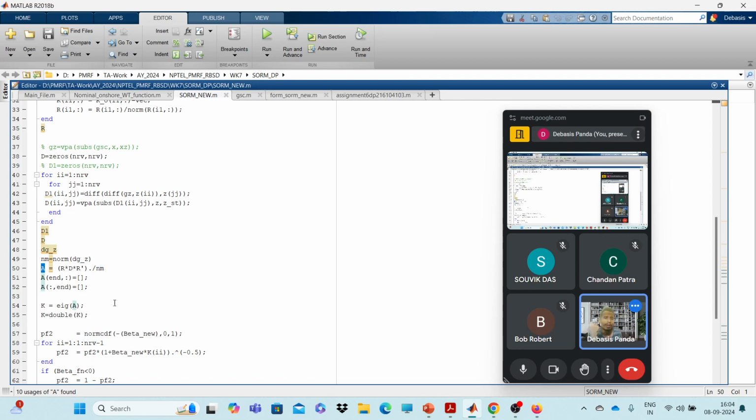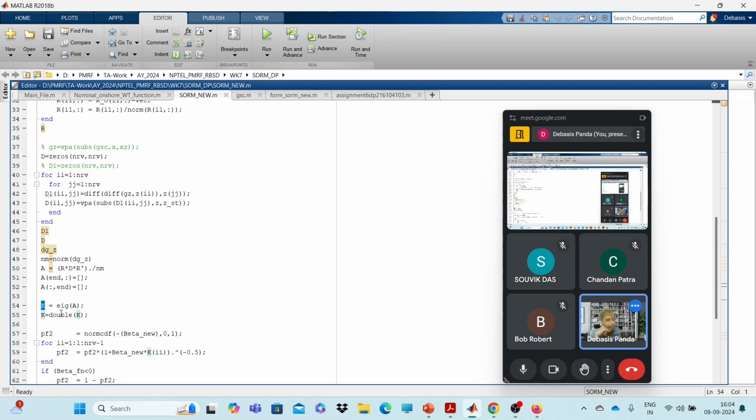Now if we want to drop it, like end comma all last row, drop it. That means make it empty. Now the last column also, make it empty. So we are left with the n minus 1 by n minus 1 A matrix. Now look, K is nothing but the eigenvalues of A, right?